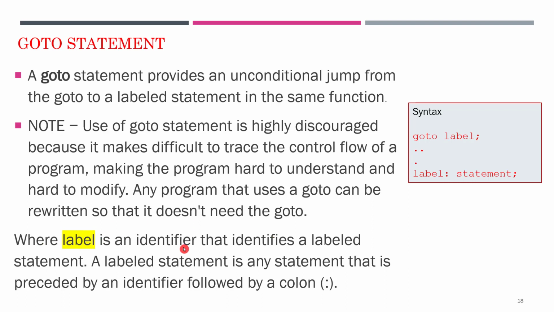Where label is the identifier that identifies a labeled statement. A labeled statement is any statement that is preceded by an identifier and followed by a colon. You can see go to label. This label can be anything, that means any word can be used instead of label. The colon should come after that name.